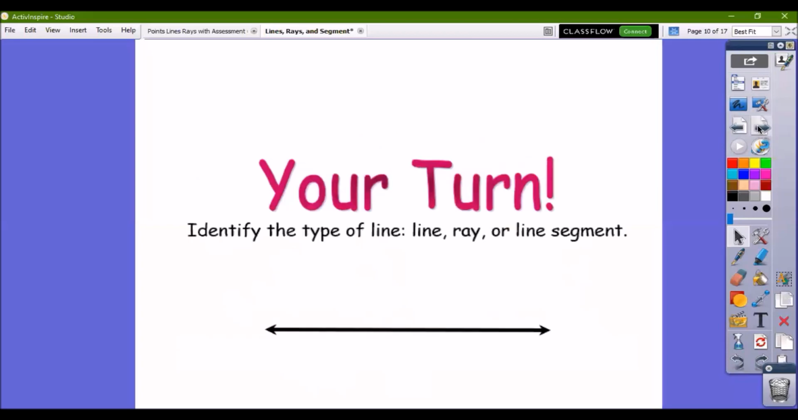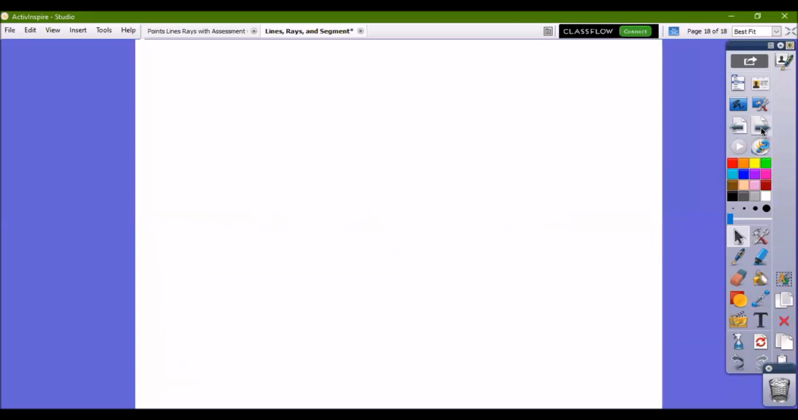How about this one? If you said line again, you have it. It has arrows that go in both directions. Don't forget each of these vocab words as you try your next activity.